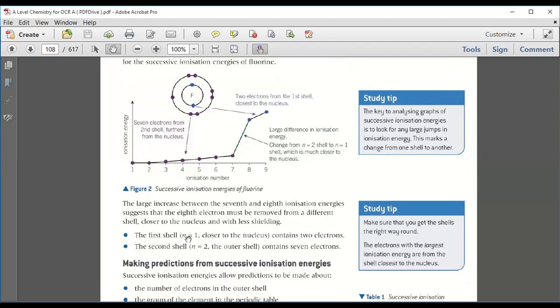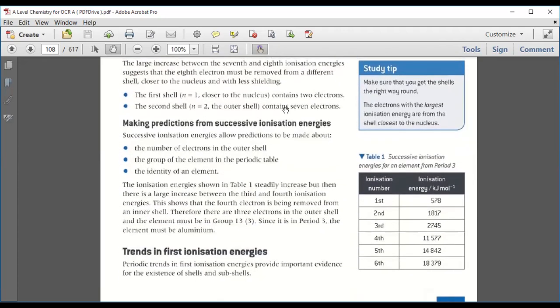So the first shell, that is n is equal to 1, is closer to the nucleus and contains 2 electrons, and the second shell, that is n is equal to 2, the outer shell, contains 7 electrons. Okay, so that part is clear, successive energy.